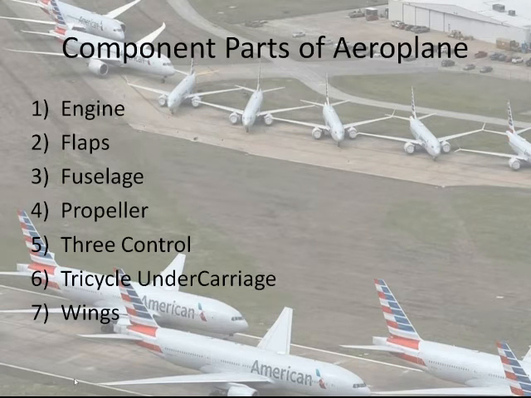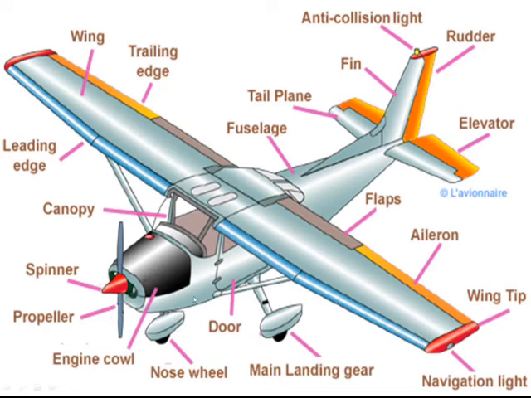We are looking into different component parts of a small aircraft. I would like to take a representation of an aircraft. You might observe here, this is a small aircraft which might accommodate two or four people. I would like to explain the different components of this aircraft.